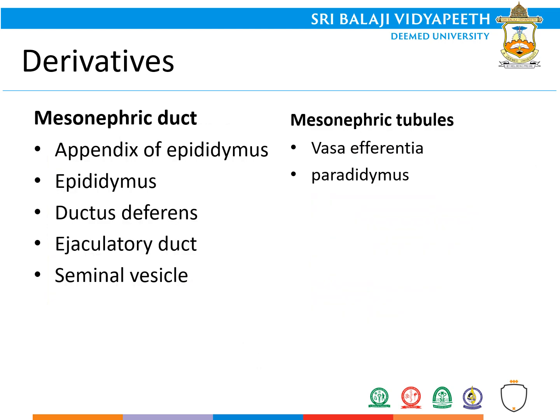And lastly, regarding the derivatives of the reproductive system, please do remember that the appendix of the epididymis, the ductus deferens, the ejaculatory duct, and the seminal vesicles are derived from the mesonephric duct, whereas the paradidymis and the vasa efferentia are derived from the mesonephric tubule.